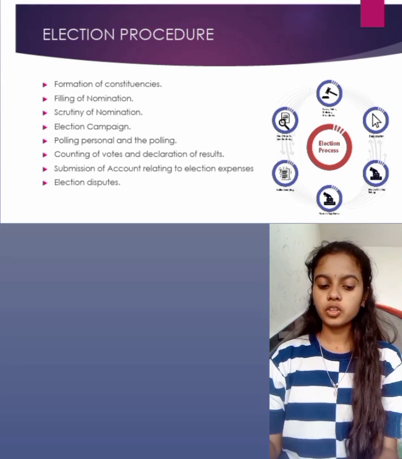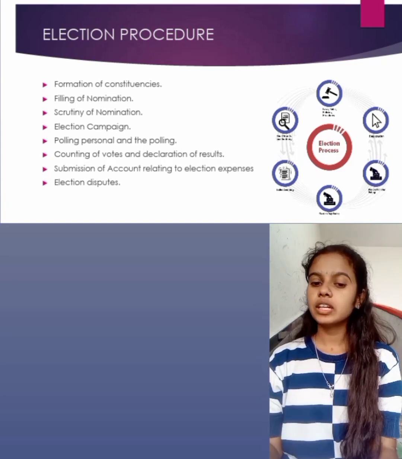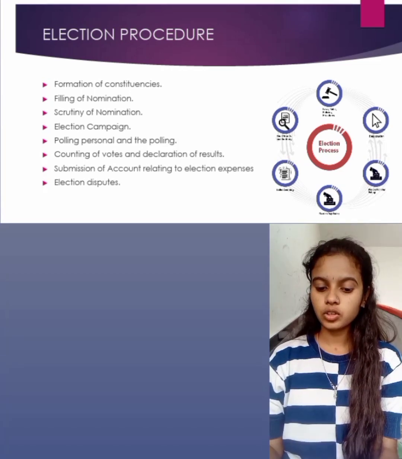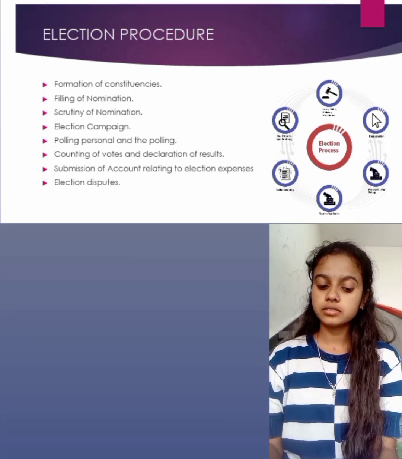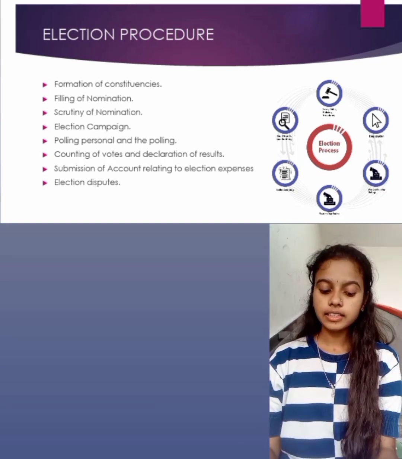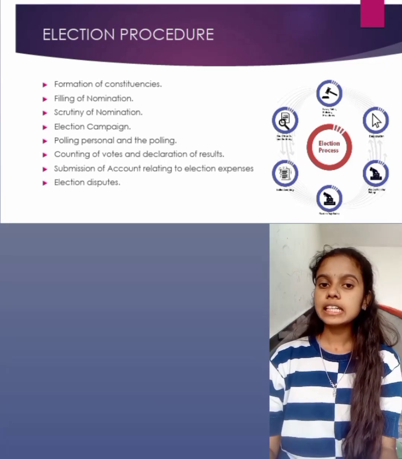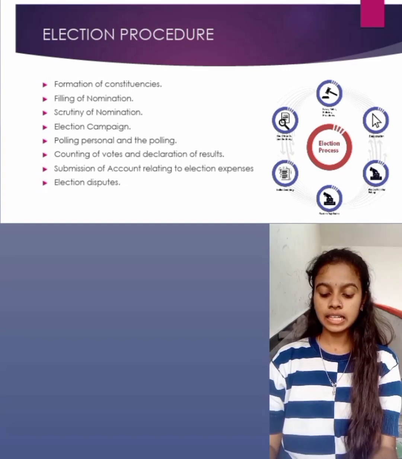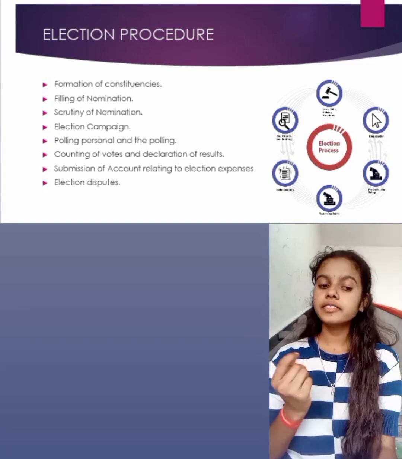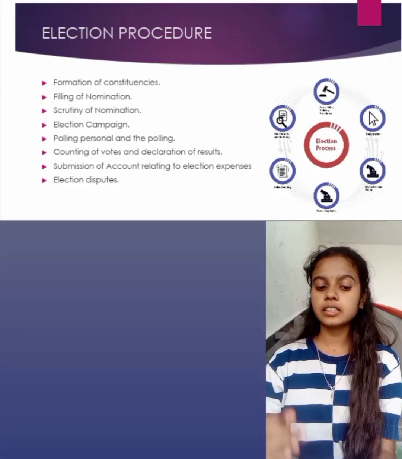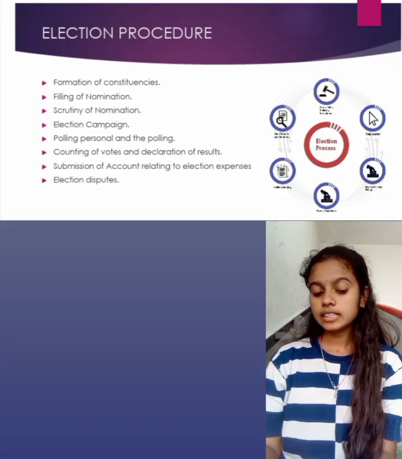And the next one is scrutiny of the nomination. The returning officer scrutinizes the nomination papers very carefully. When someone is found disqualified, he is officially stopped from contesting elections for 6 years. And the next one is election campaign. The techniques of election campaign and the tools employed by the parties and the independent candidates are many. In that, the first one is election manifesto and the second one is electioneering.